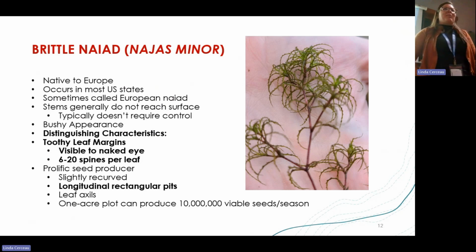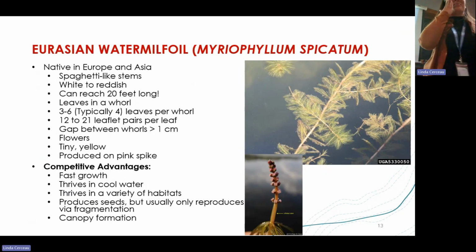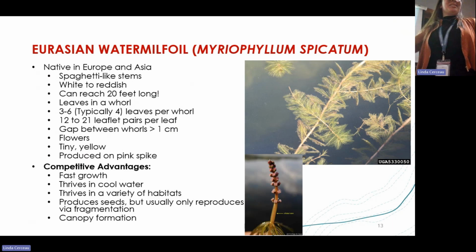I feel really bad for whatever grad student had to count all of that. You mentioned fragmentation as a way of spreading. Fragmentation, yeah. Which means basically any part of the plant can start a new one. So it can move to another area, reroot, regrow.